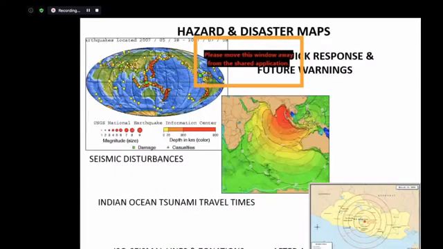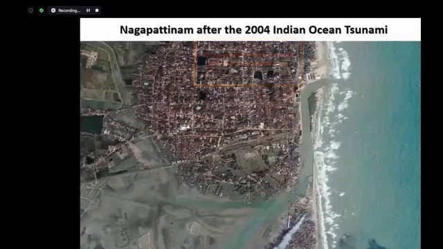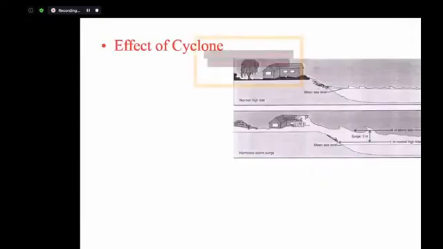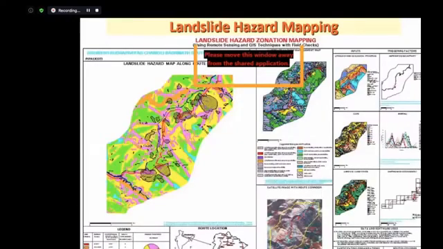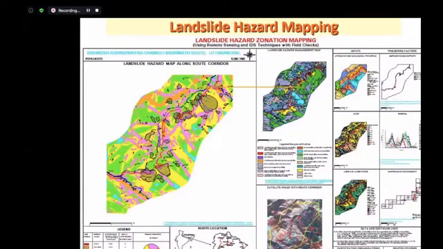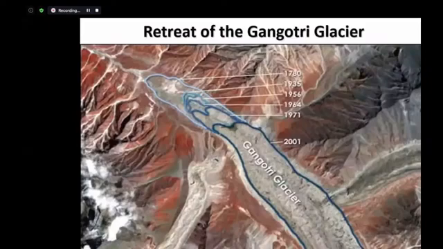Some hazards, seismic distributions, tsunami. This is high profile GIS modeling. This is the impact of the tsunami of 2014. Effect of cyclone, see the effect of cyclone in the satellite map. This is landslide susceptibility zonation. So we can also prepare landslide hazard zonation mapping by using remote sensing and GIS. Okay, this is one very good study.